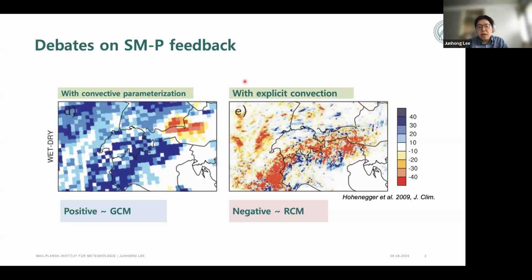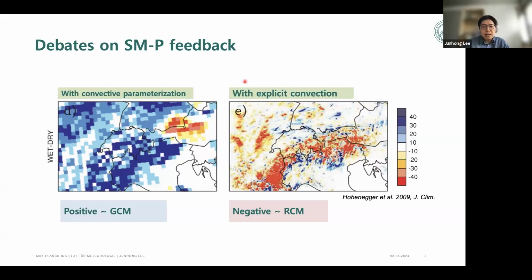And then she ran these two sets of simulations again with explicit convection this time. And then she found mostly red color differences in precipitation, meaning dry soil gets more precipitation, a negative SMP feedback. And this is equivalent to a limited area regional climate model result.